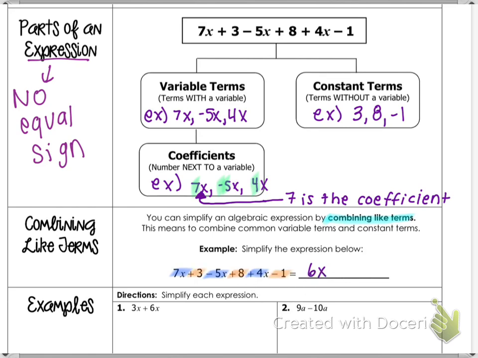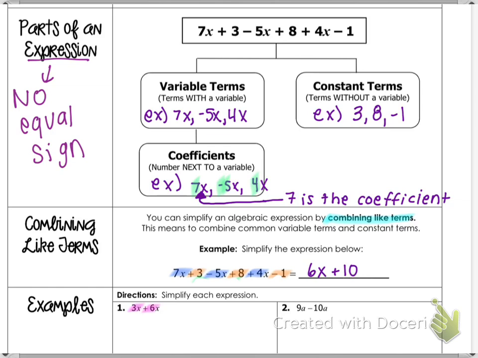And then we're going to look at our next terms, which are constant terms, the terms without the variable. And we have a 3, so 3 plus 8. 3 plus 8 here, that's going to be 11, right? And then 11 minus 1 is going to be 10. So our final answer here is going to be 6x plus 10. So that's simplifying. So let's look at number 1.